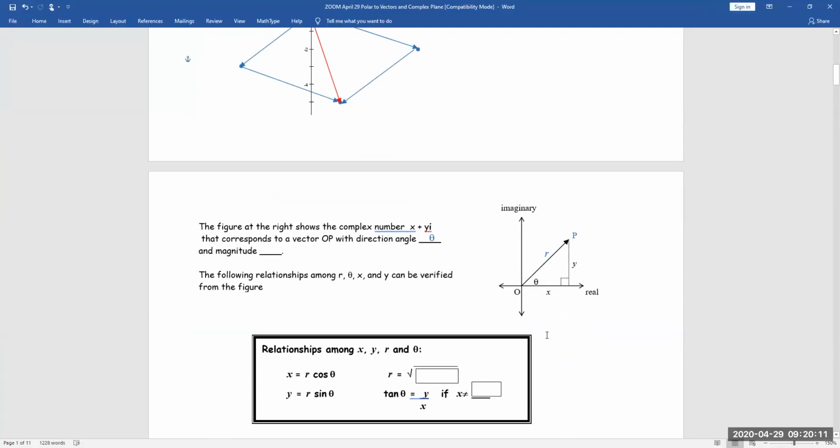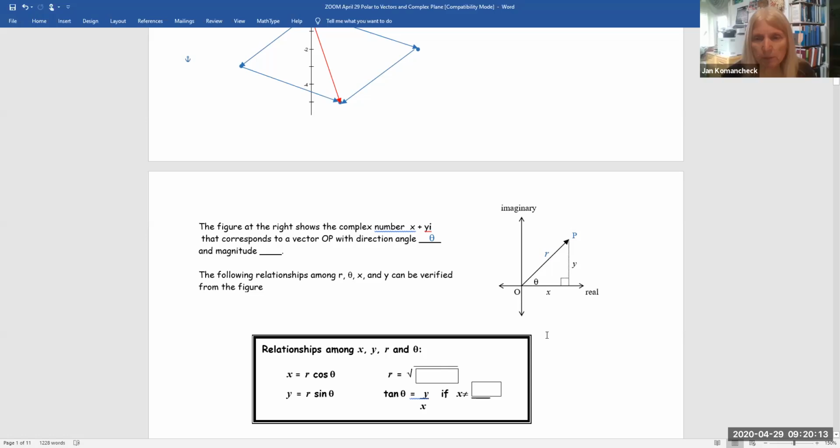The figure at the right shows a complex number x plus yi. Remember how I do this. This is called the real x. This is called the imaginary. I already have that labeled for you. I've got x plus yi. I've gone in the x direction and then I've gone in the y direction and I've located my point P. The vector OP corresponds to that complex number.